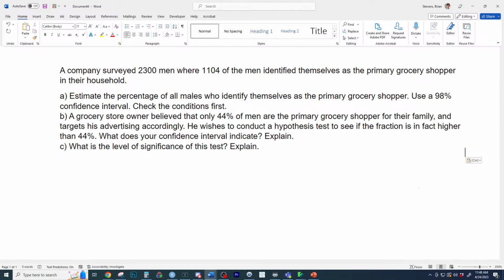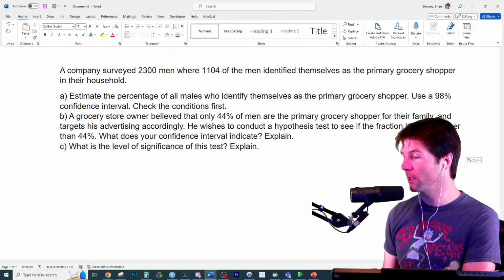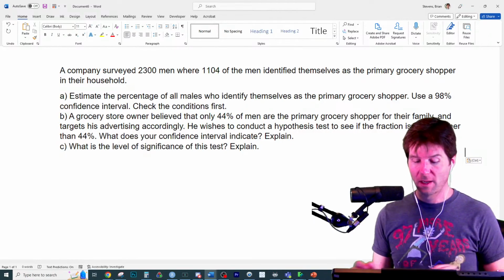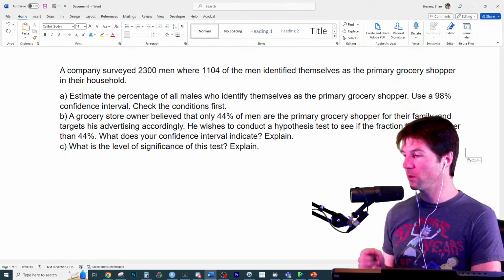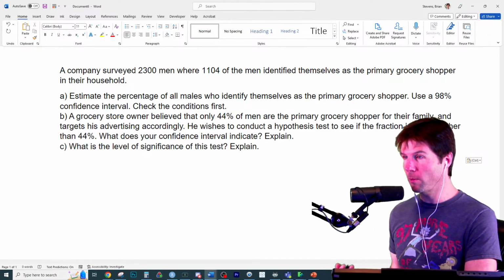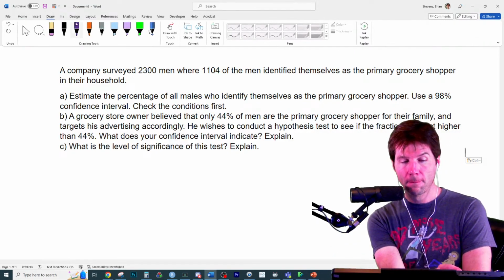Well, we can check the conditions. So we can do the hacks method or check conditions, but the first thing we usually do is notation. We usually do notation first to make sure we have the right notation. That way we kind of know what problem we're working with, which will help us out.